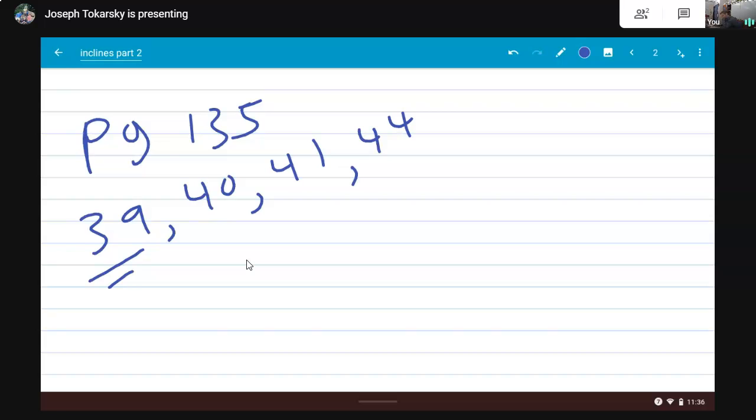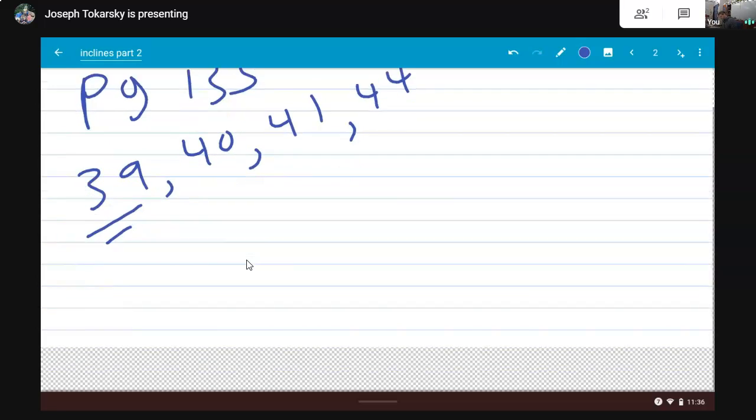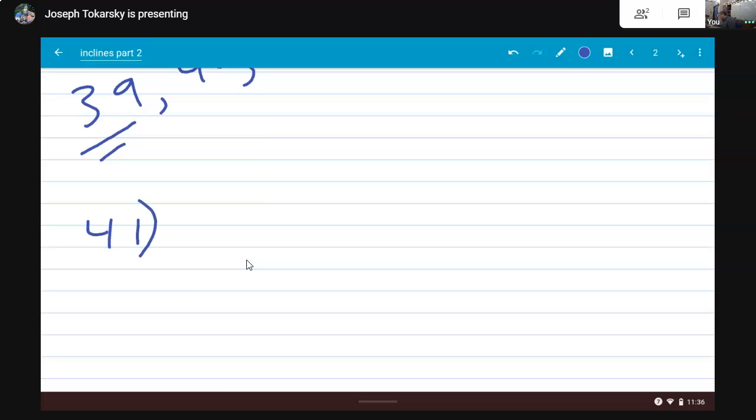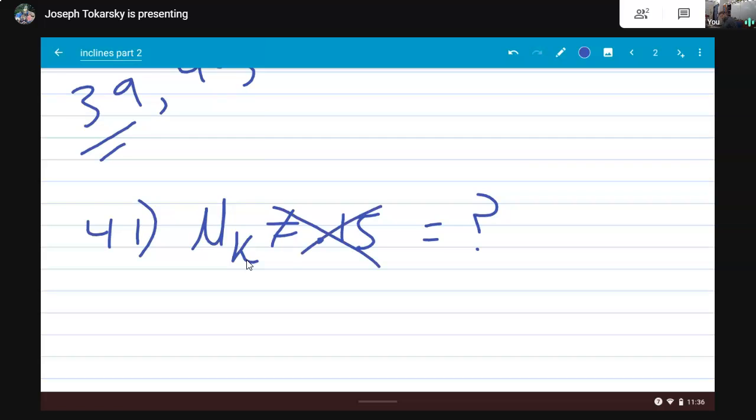This is a little hint for 41. It refers to the same skier in our example, but it's going to say that the snow suddenly increased and made the net force on the skier 0. What's the new coefficient of friction? So first of all, mu k is no longer 0.15. It's what we're solving for. Okay, don't make it 0.15. It's the unknown.